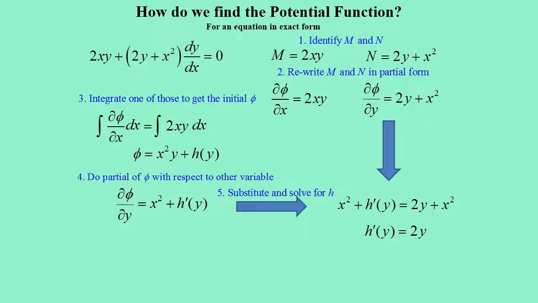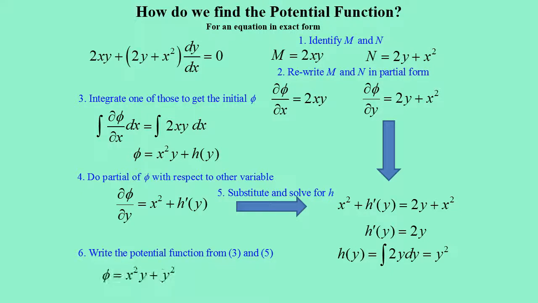If h prime is 2y, then we can recover h by doing the integral of that. So we end up then with the potential function from these two.